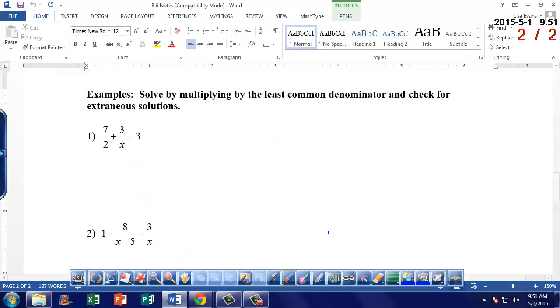We have 2 fractions on the left, no fractions on the right. We have no fraction and a fraction on the left, and then a fraction on the right. So when we don't simply have one rational expression on each side of the equation, we need to multiply by the least common denominator.